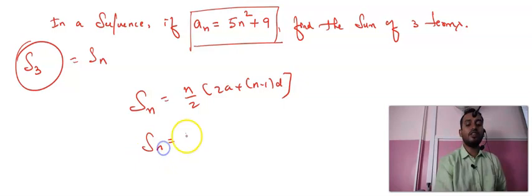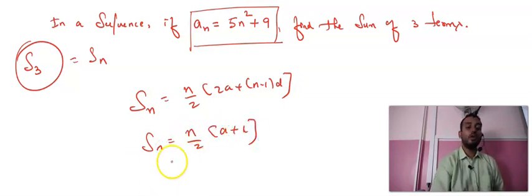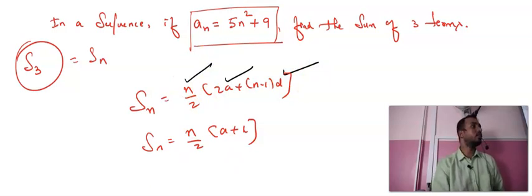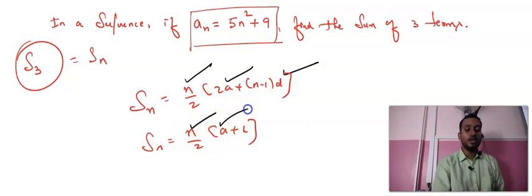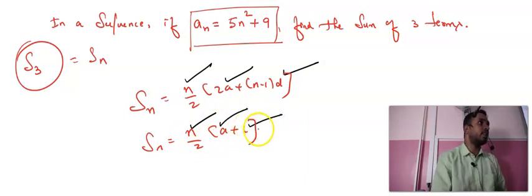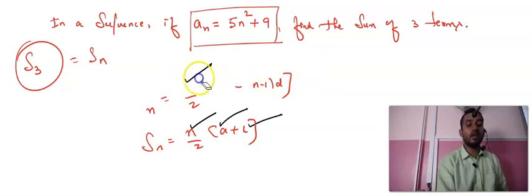If not, it will flash in your mind n by 2 into a plus l. If you want to use these formulas, you should know the first term, the common difference, and the value of n, or the first term and the nth term, that is the last term. But here they have not given anything: not the first term, not the last term, not the common difference. Then what should we do? We cannot use the formula this time.